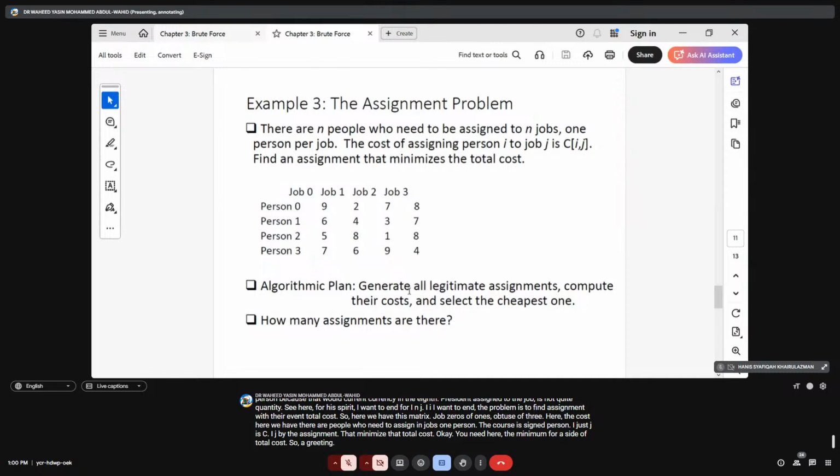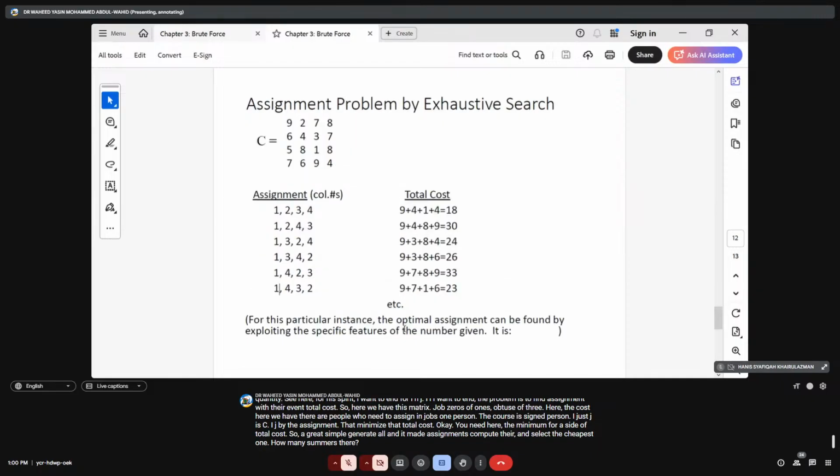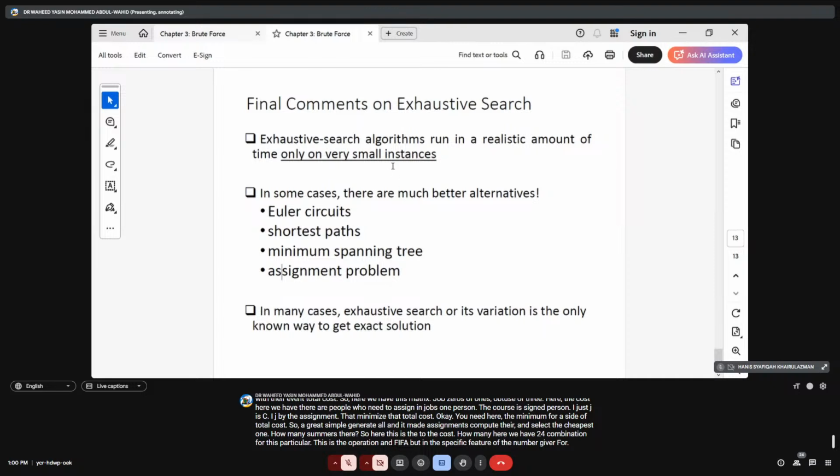So the algorithm generates all legitimate assignments, computes their total cost, and selects the cheapest one. How many assignments are there? Here we have 24 combinations. For this particular instance, the optimal assignment can be found by exploiting the specific feature of the numbers given. As a final comment on exhaustive search, the algorithm runs in a realistic amount of time only on very small instances.